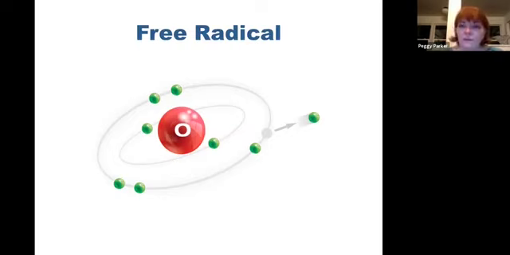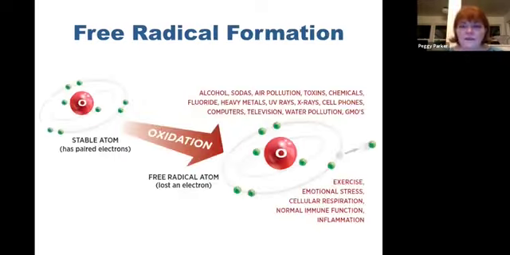So this is the problem with free radicals: they are radical. They're like free agents, the evil kind of free agents, and they are going to go out and steal an electron from any place they can find it. So here's how free radicals are formed. You start with a stable atom, and then something happens.